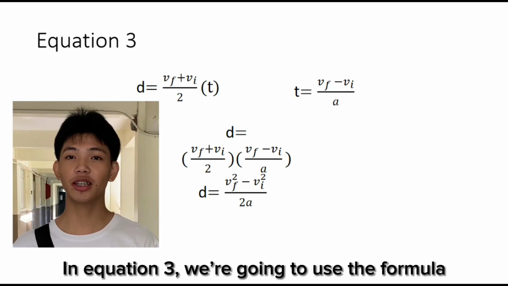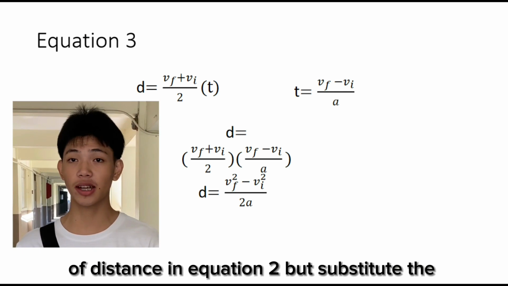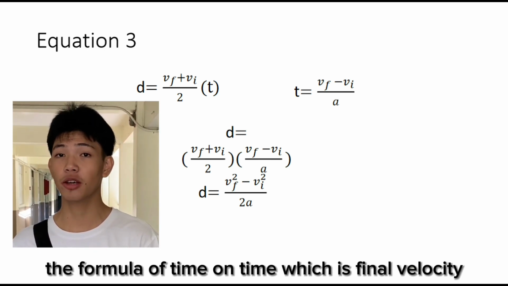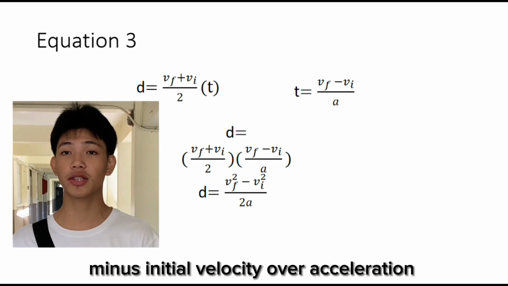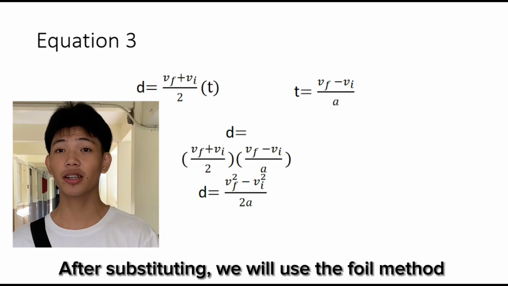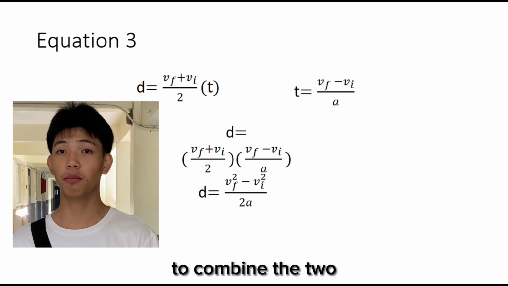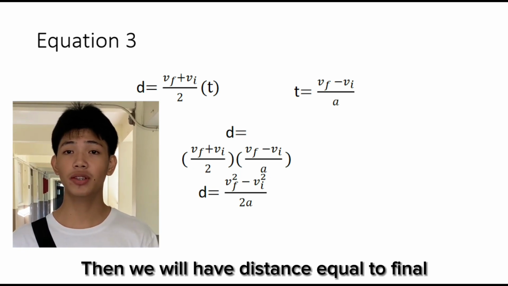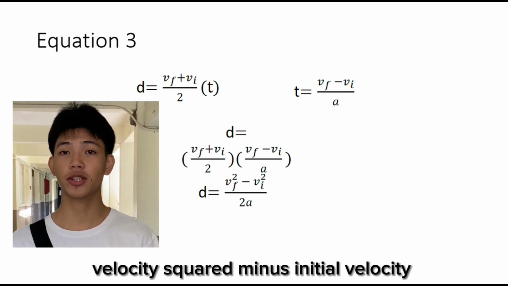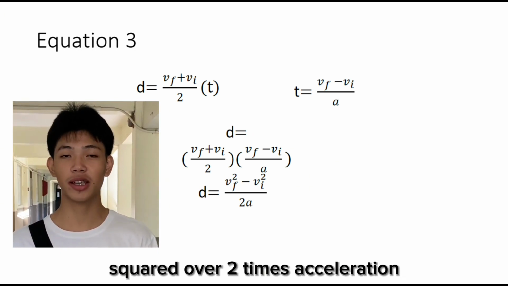In equation 3, we're going to use the formula of distance in equation 2, but substitute the formula of time, which is final velocity minus initial velocity over acceleration. After substituting, we will use the FOIL method to combine the two. Then we will have distance equal to final velocity squared minus initial velocity squared over 2 times acceleration.